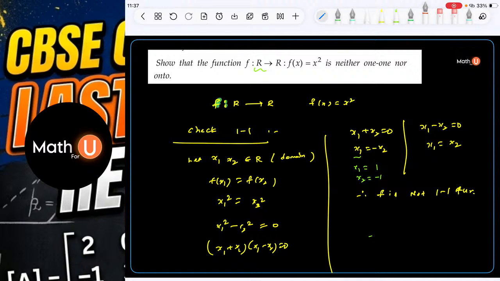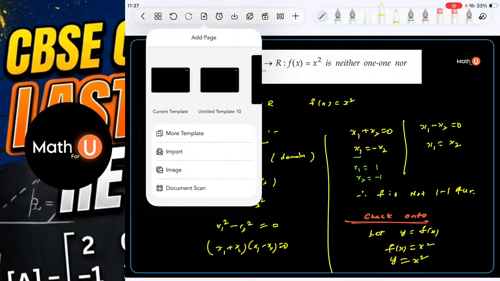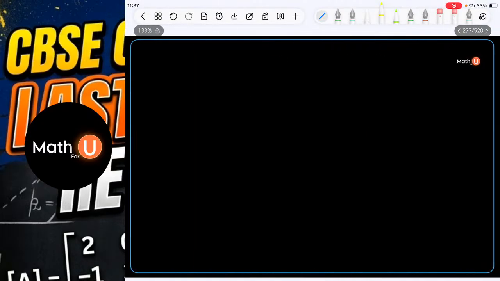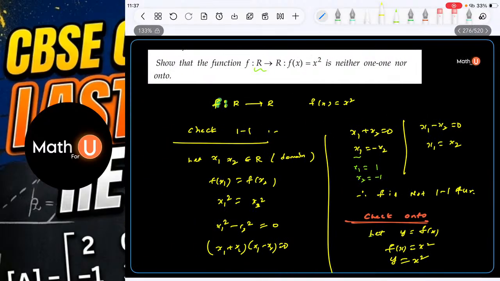And how to show it is not onto? Check onto also, whether the function is an onto function or not. Let y is equal to f of x. Okay, what is the function given? f of x equal to x square, y is equal to x square. See, y is equal to x square, x is equal to plus or minus root y. You consider any y value.